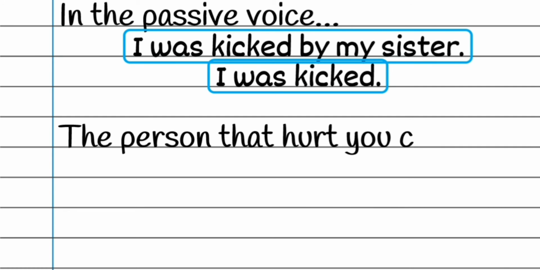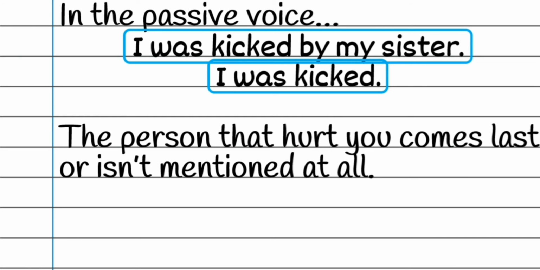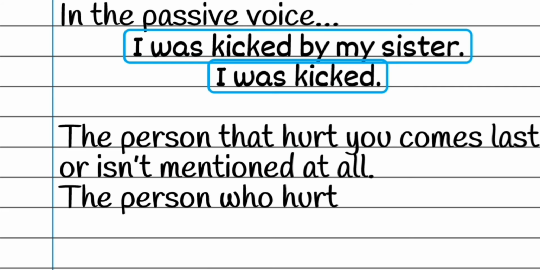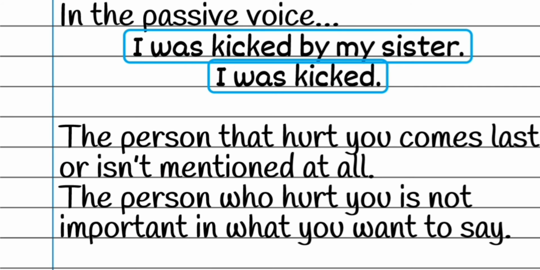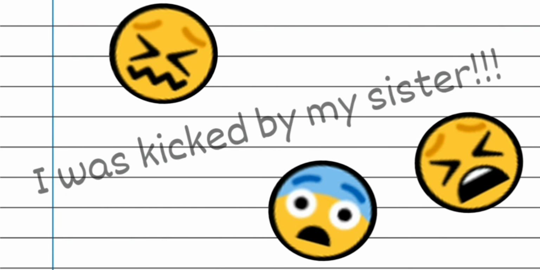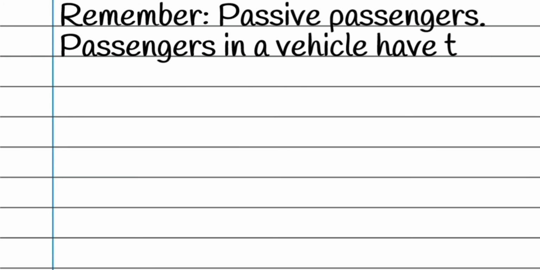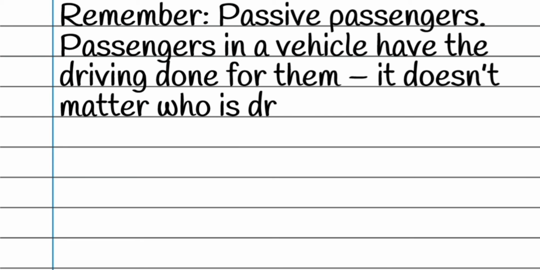They're both sentences. The person that hurt you comes last, or they're not even mentioned in your sentence at all. Okay, and that's because the person who hurt you isn't important in what you want to say. So if you're not interested in talking about who did it, and you want to talk more importantly about what happened to you, you would use the passive voice. Okay, but realistically, you're probably going to run around the house screaming, I was kicked by my sister! We know that.